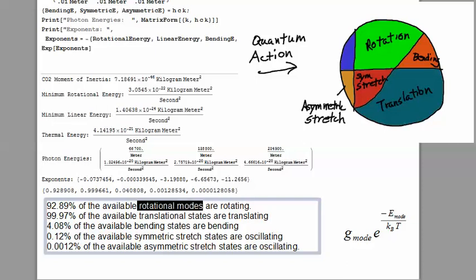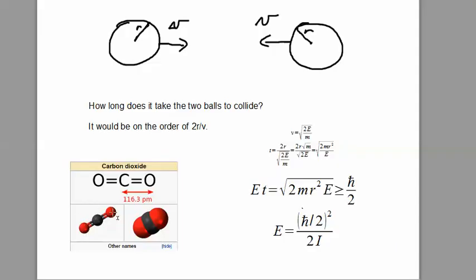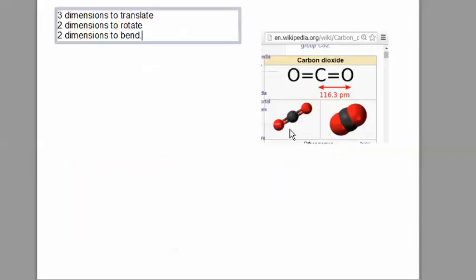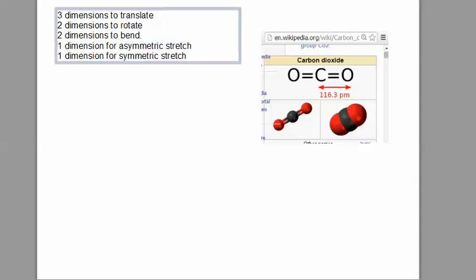And I don't know for sure, but if visualization is any kind of tool here, sorry, that's the wrong slide. I would say there are 2 degrees of freedom. You can bend left and right, or you can bend up and down. So there would be 2 dimensions to bend. And then there's just going to be 1 dimension for asymmetric stretch and 1 dimension for symmetric stretch.